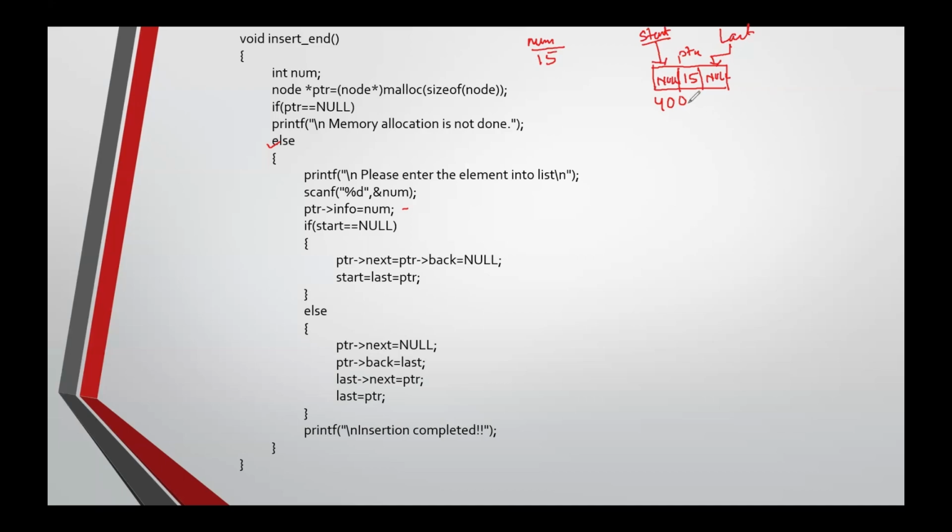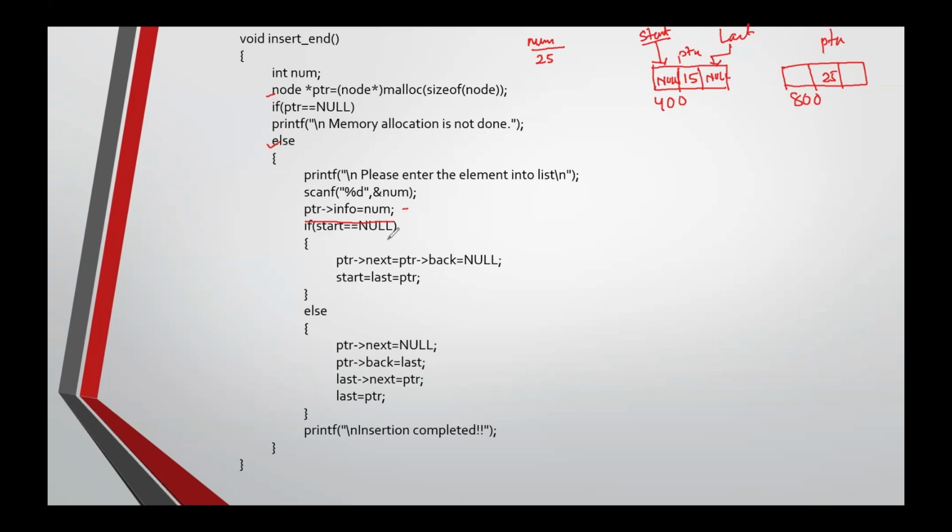Now, for example, we call the same function once again. Whenever we call the function, what happens? The same num variable is declared. Then it will ask us to enter the element. For example, I enter the value 25. Before that, memory allocation is done. For example, the memory allocation is 800, and right now this is the PTR. By this statement, PTR info equal to num, so the num value, that is 25, is stored.